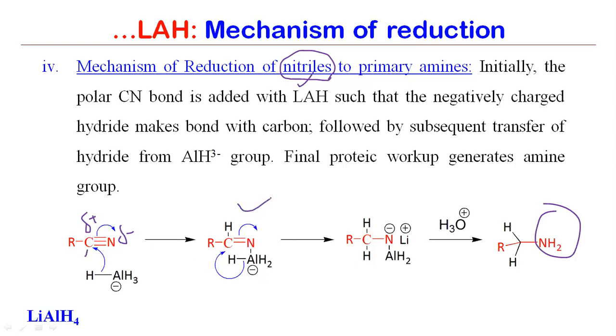So we'll get this species, and after this a second hydride will further undergo attack because again it can undergo electronic rearrangement to generate this species. After hydrolysis we have the product, which is a primary amine.